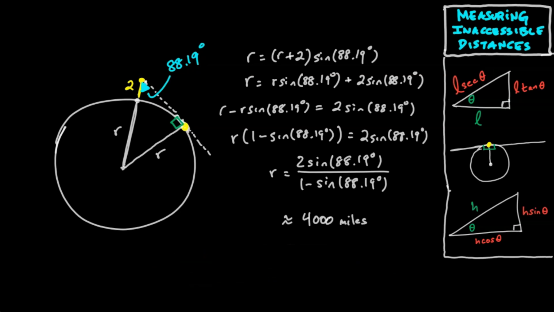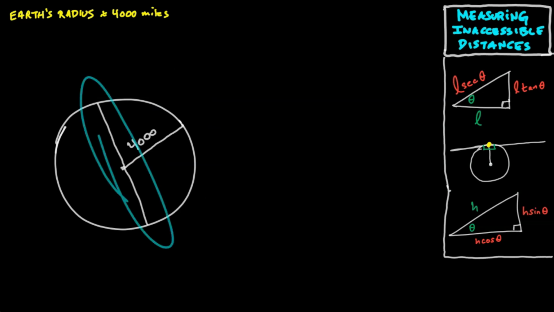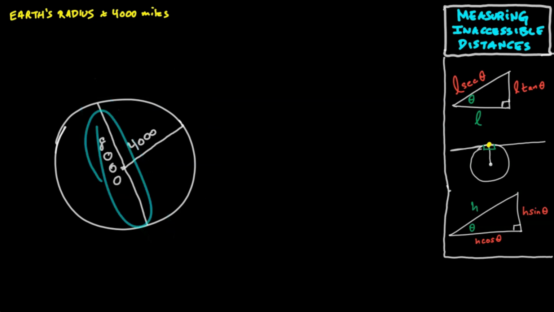Great! So trigonometry can teach us just how large this ball is that we are all sitting on. Earth's radius is approximately 4,000 miles. And of course, once we know the radius of a circle, we know everything about it. This tells us that the diameter of the Earth is 8,000 miles.